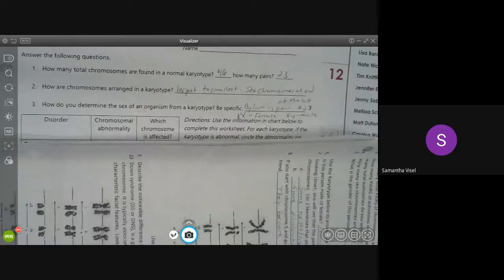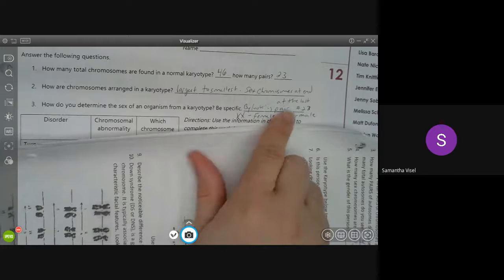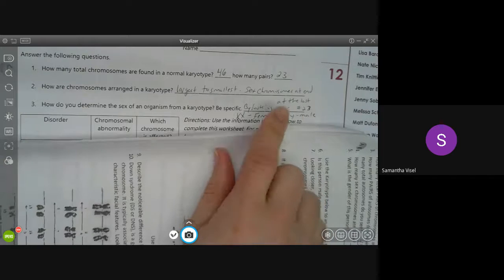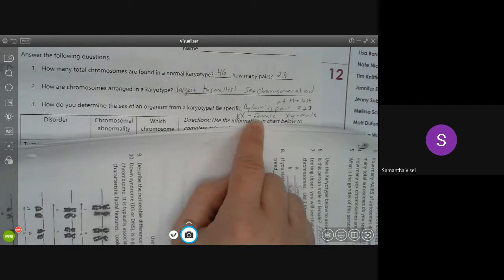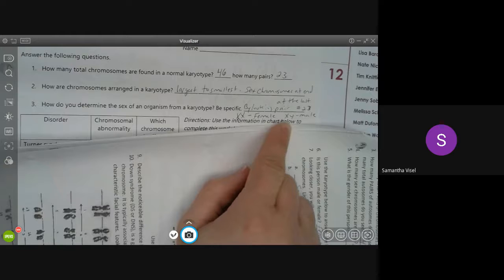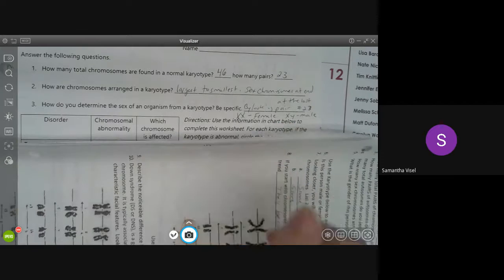And how do we determine sex? So what are we looking for? You're told to try to be as specific as possible. So we're looking at pair number 23 at the very end. If I see 2 X chromosomes, then this is a female. If I see 1 X and 1 Y, then this is a male that I'm looking at.